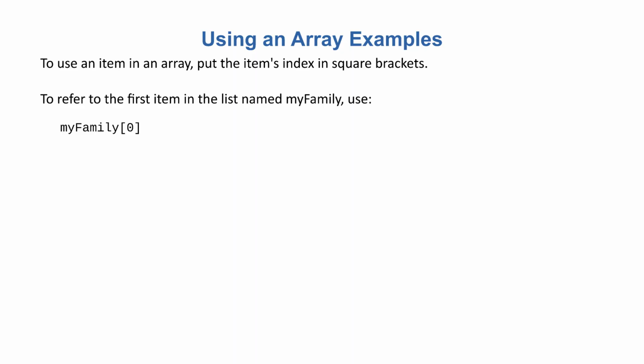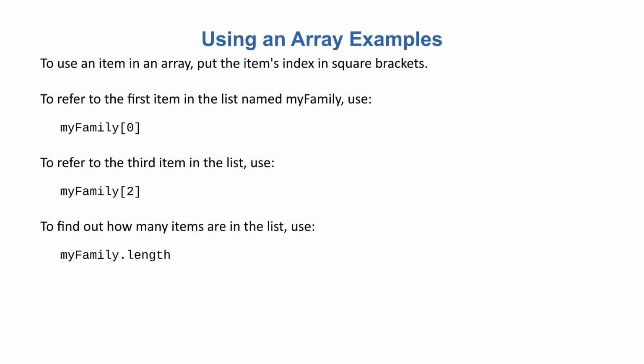To use an item in an array, put the item's index in square brackets. Like string indexes, array indexes start at 0, so an array with 12 items would have index values of 0 through 11. For example, to refer to the first item in the list named myFamily, use myFamily, square brackets, 0. To refer to the third item in the list, use myFamily, square brackets, 2. To find out how many items are in the list, use myFamily.length. Note, there are no parentheses after length.